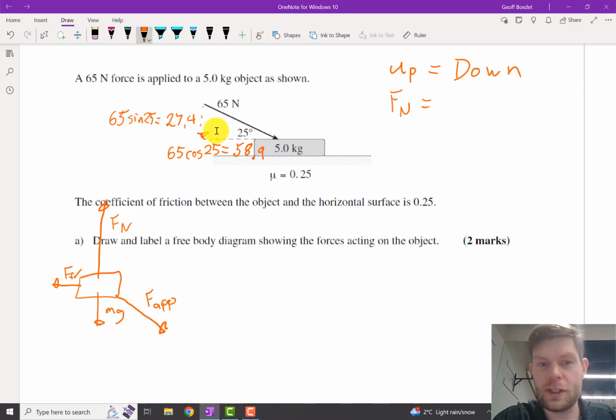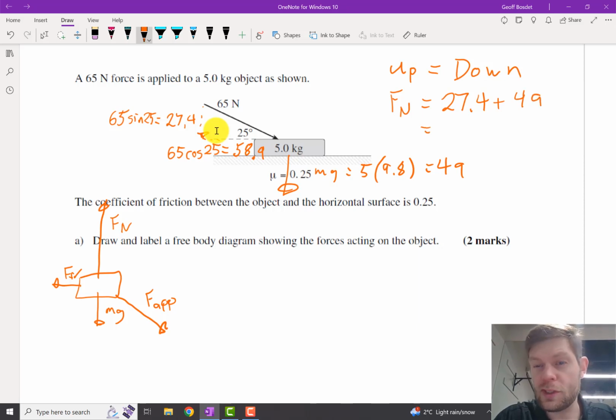And our down forces is our y component of the 65, or the 27.4, plus gravity. Gravity is mg, which is 5 times 9.8, or 49. So our normal force has to be 27.4 plus 49, or 76.4 newtons. So we've got our normal force here.